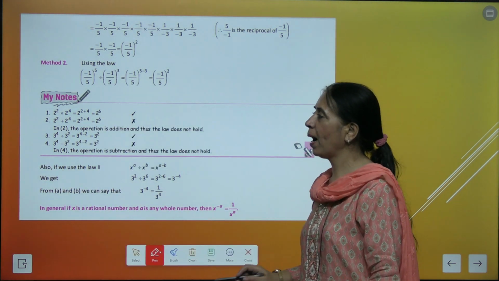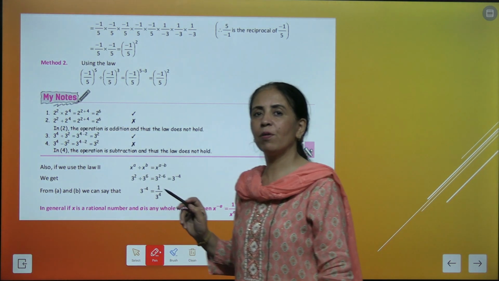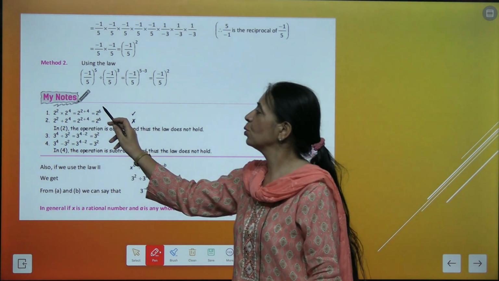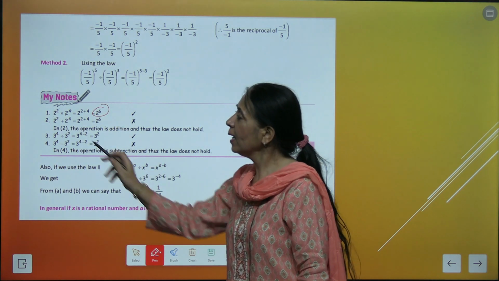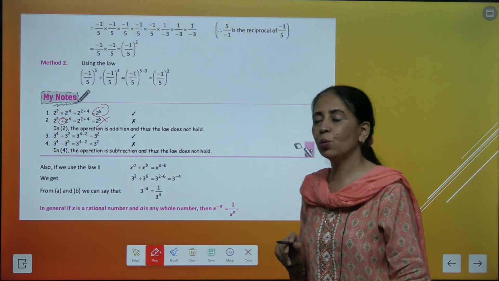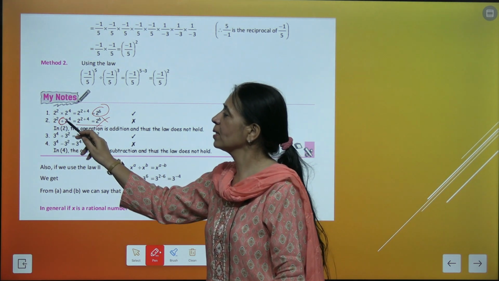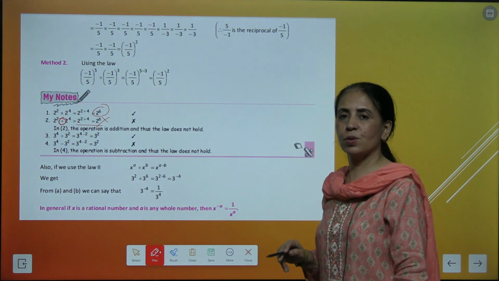Now coming to my notes, if I write 2 square multiply 2 raised to the power 4, powers are added, we get 2 raised to the power 6. लेकिन अगर बीच में ये प्लस का साइन है, then this is absolutely wrong. So this second operation will not work because यहाँ पर हम प्लस का साइन यूज कर रहे हैं.